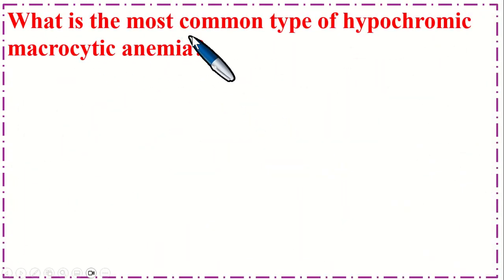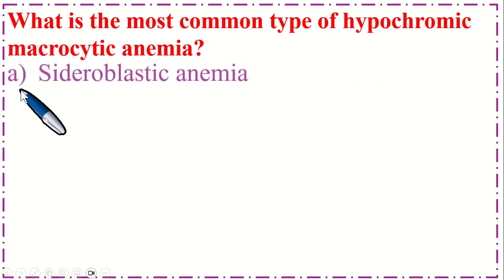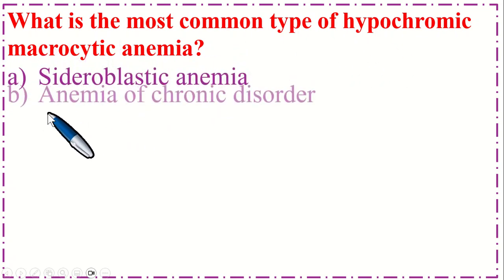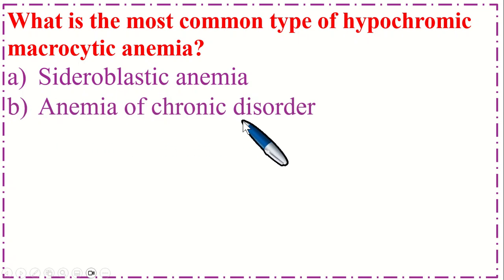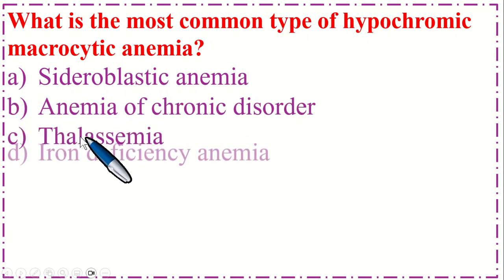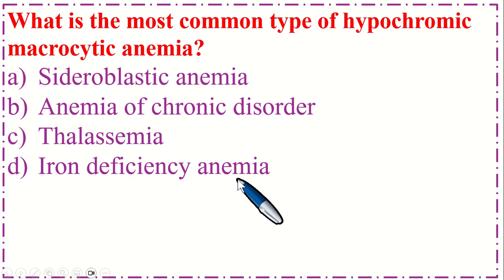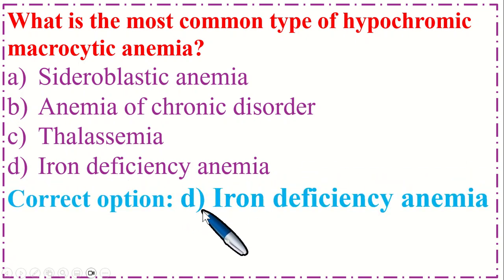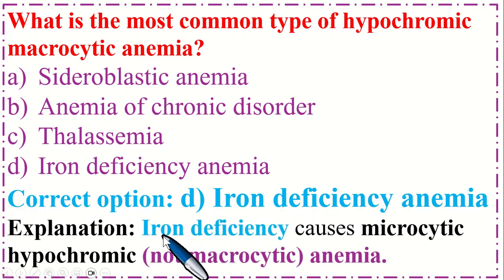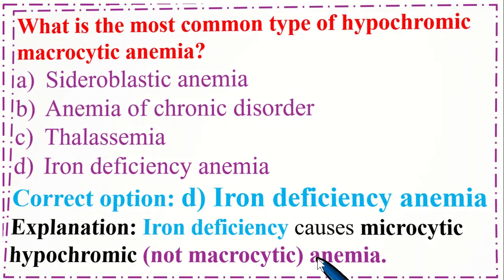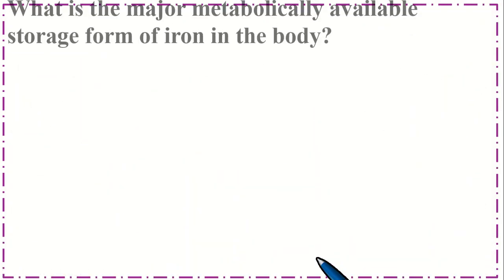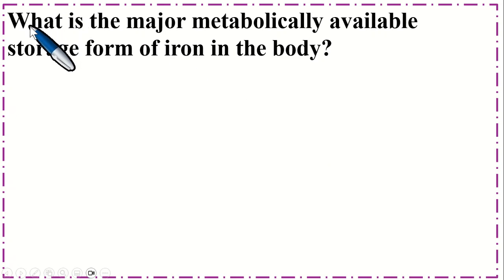What is the most common type of hypochromic macrocytic anemia? Option A, sideroblastic anemia. B, anemia of chronic disorder. C, thalassemia. And option D, iron deficiency anemia. So the correct option is D, iron deficiency anemia. So iron deficiency causes microcytic hypochromic, not macrocytic anemia. This is very important MCQs.